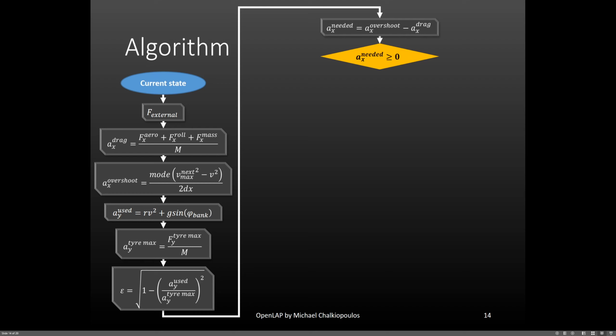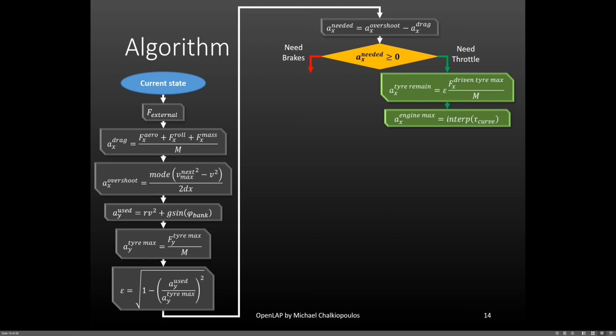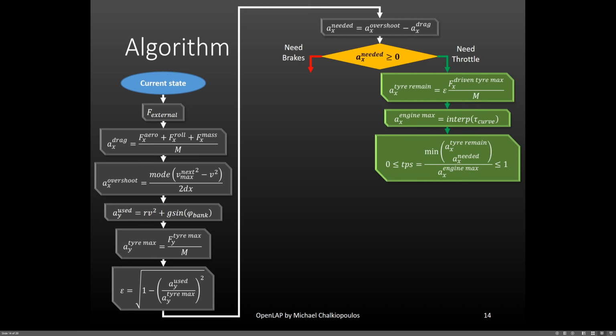Then we come to an important step. Here we check if the needed acceleration is positive or negative. If it is positive, we need to apply throttle. If it is negative, we need to apply brakes. When applying throttle, the remaining tire acceleration is found by using the ellipse modifier and the driven wheel normal load. Then the engine maximum acceleration is found by the torque curve interpolation at the current speed. After, the throttle position is calculated by getting the minimum between the needed acceleration and the remaining tire acceleration.